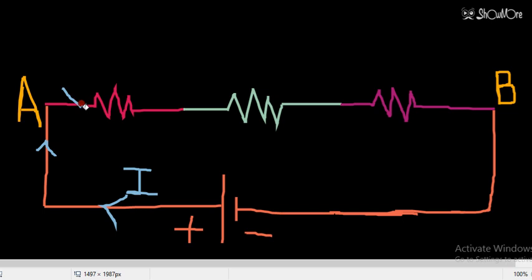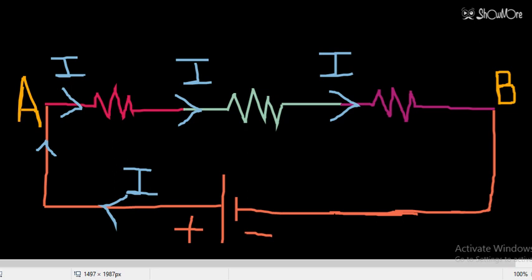Same current will flow through this resistance. Same current through the second resistance. Same current through the third resistance also. So students, whenever the current is not being divided, then we say it as series. Like you can see here, same current is flowing through the resistance R1, same current is flowing through R2, same current is flowing through R3, then we can say it as series combination.